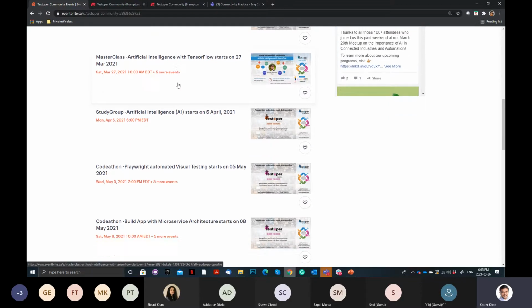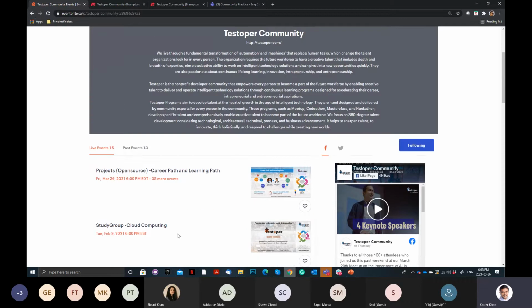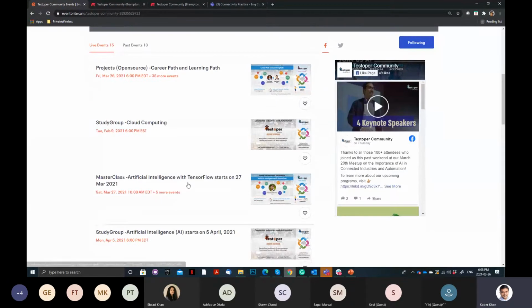So you can see all the different programs that we do, and you can join all of them. By the way, all the programs are free. You don't have to pay any money, and you get a certificate of attendance. Especially for this Testoper project, you will get some kind of working certificate from us, to help you if that can be useful for your career. Okay, so that's my first statement to those who have newly joined.